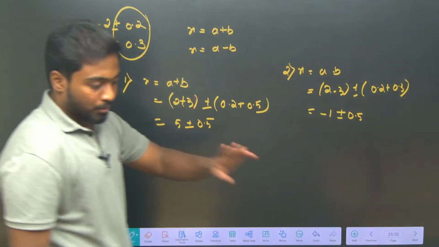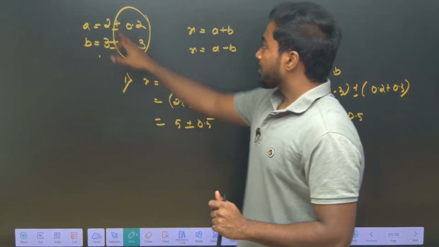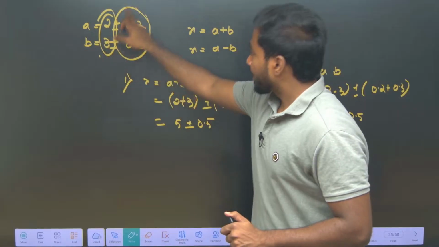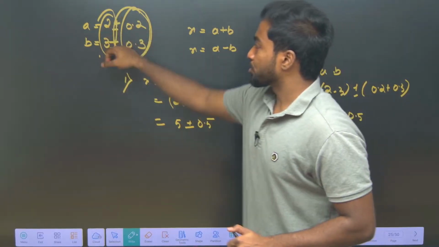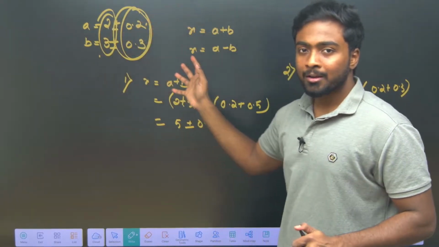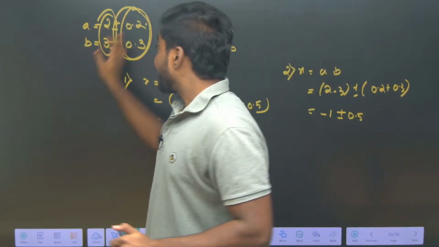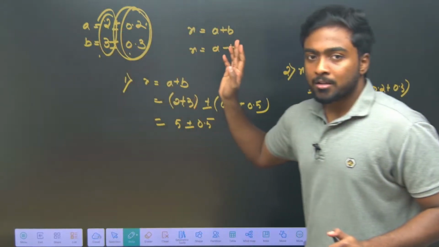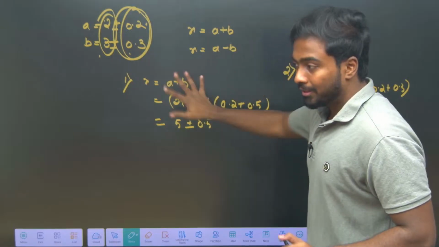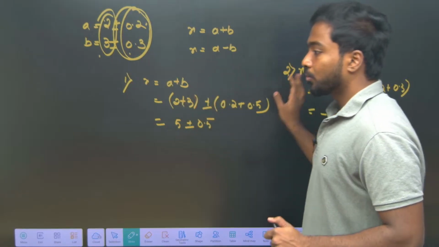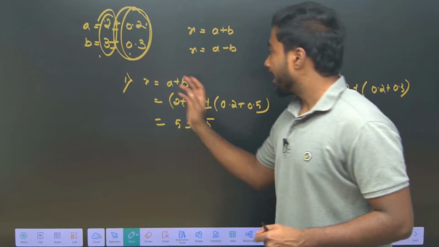Simple, no? You need to remember, addition means the first number you should add, second number also you should add. Subtraction means the first number you should subtract, the second number you should take the difference. Add it, subtract it, add it. So, errors I need to add for both the cases. Only the numbers I need to subtract or add.